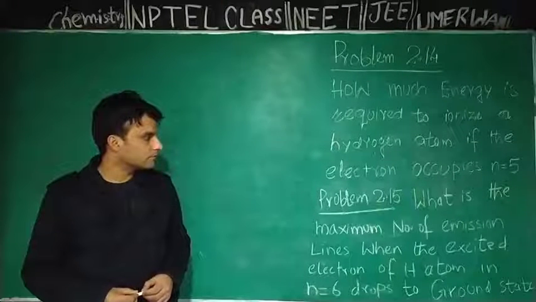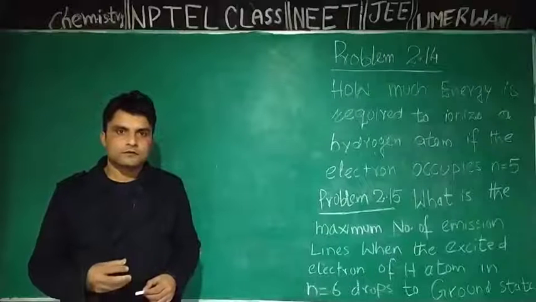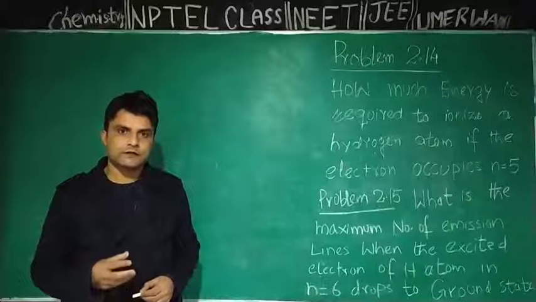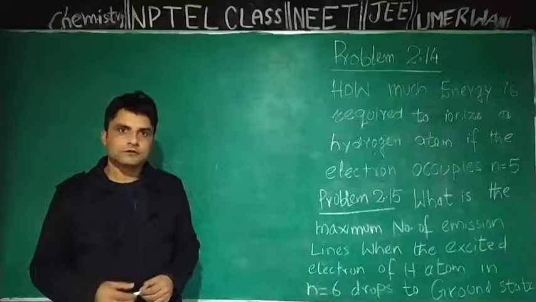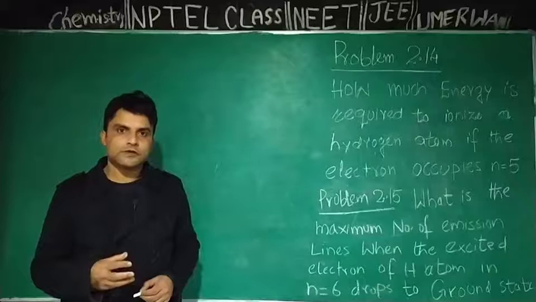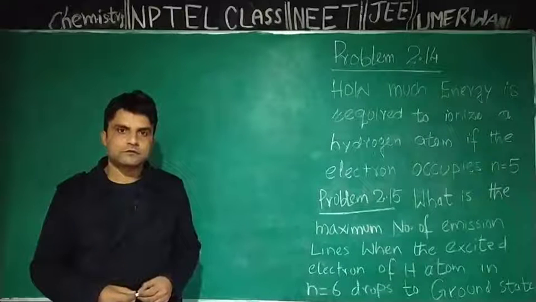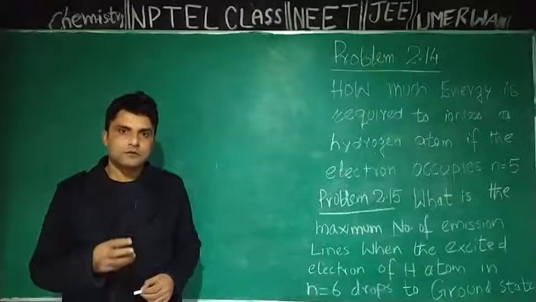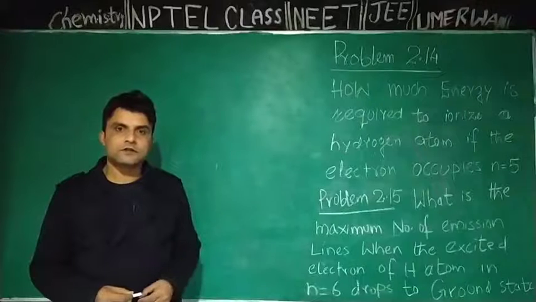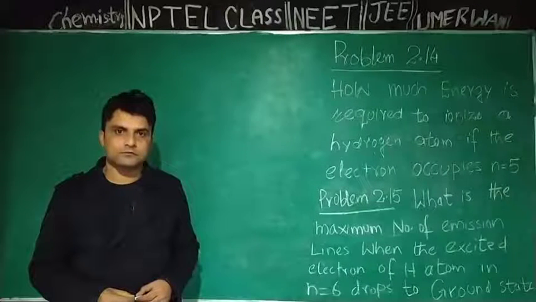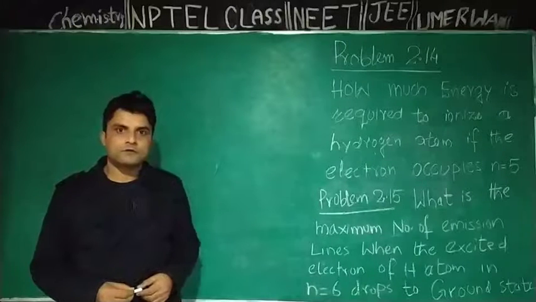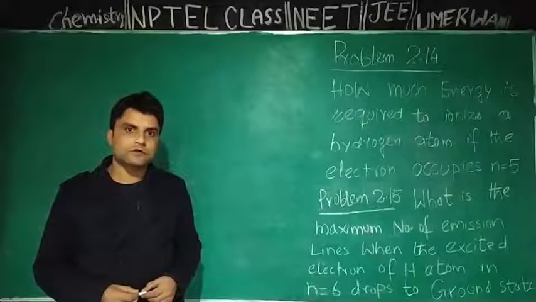The second problem is: we have an excited hydrogen atom, and in this excited hydrogen atom the electron is present in the sixth orbit. Now we need to calculate how many emission lines will appear in its spectrum when this electron makes its journey back from n equal to 6 to n equal to 1. That is, when the electron returns from excited state n equal to 6 to ground state n equal to 1.